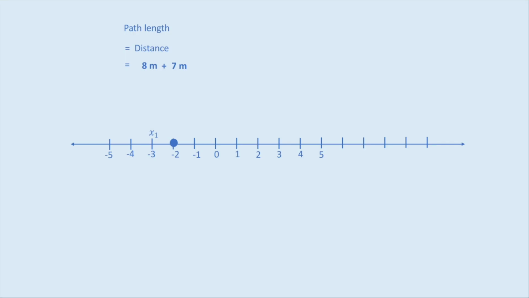The final subpath is from x is equal to minus 2 meters to x is equal to 2 meters. We calculate the distance of this subpath in the same way and add it to our overall distance, which is 19 meters.